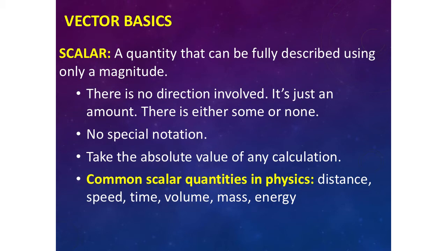Now, if a quantity is not a vector, that means it's a scalar, and a scalar can just be described with an amount. There's no direction to a scalar. You either have some of that quantity or you have none. You don't have it in a certain direction. There's no special little hat or notation. And it's always positive. You always take the absolute value because you don't have to think about the direction, so you don't have to think about positive or negative. It's like if you have mass, you can't have negative mass. You only have some mass or no mass, so it's always positive.